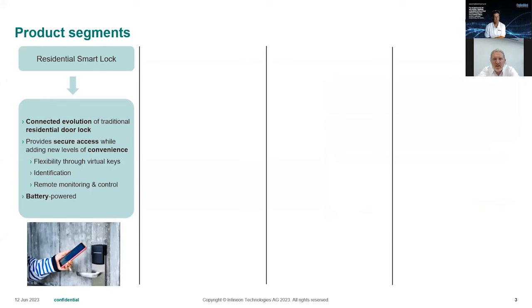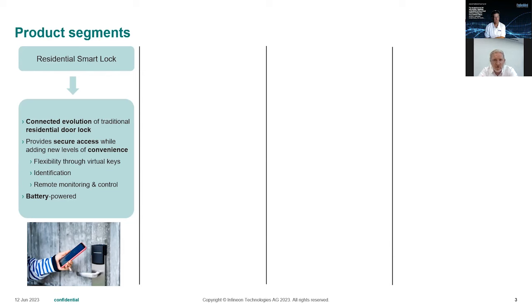The overall application itself can be broken down broadly into a few different segments. The one we're going to focus on today is the residential smart lock. So this is the connected evolution of the traditional residential door lock. It's all about providing secure access. What's more secure than the front door of your home? And then also offering a level of convenience. People now in today's world with automobiles are used to walking up to your car, and the door senses you coming and it opens, and people want that exact same experience with their home access. So it's all about providing secure access and convenience.